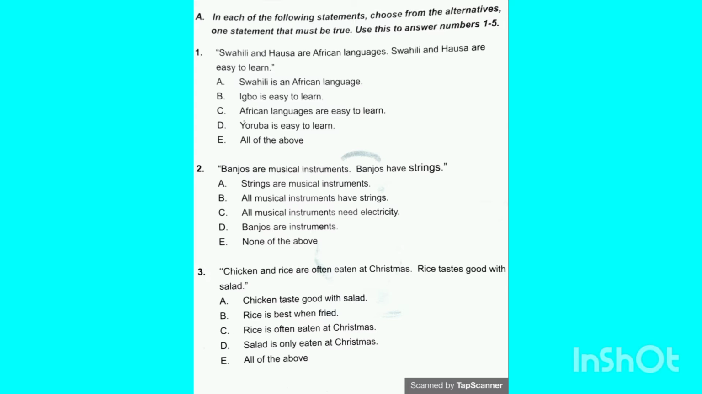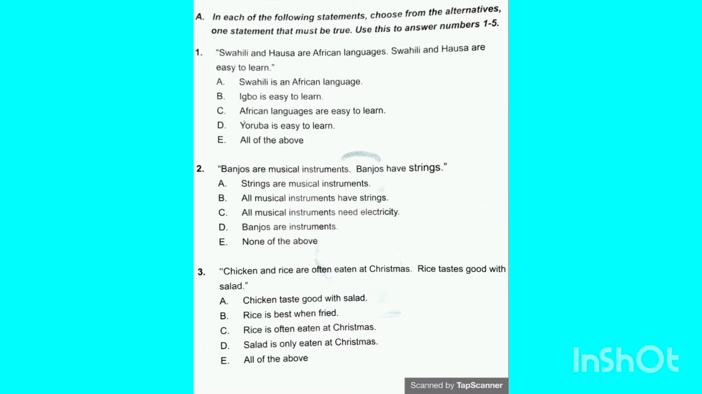Okay, so let's see number 2. Number 2 says banjos are musical instruments. Banjos have strings. Okay, let's hear the options. A. Strings are musical instruments. B. All musical instruments have strings. C. All musical instruments need electricity. D. Banjos are instruments. E.